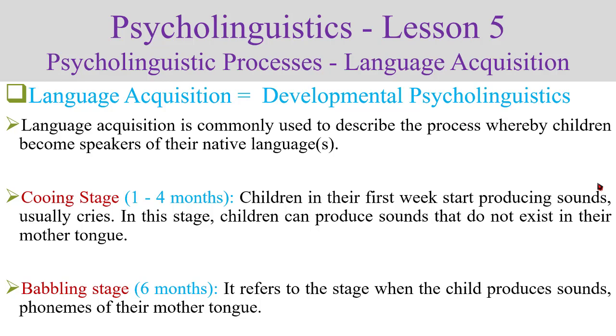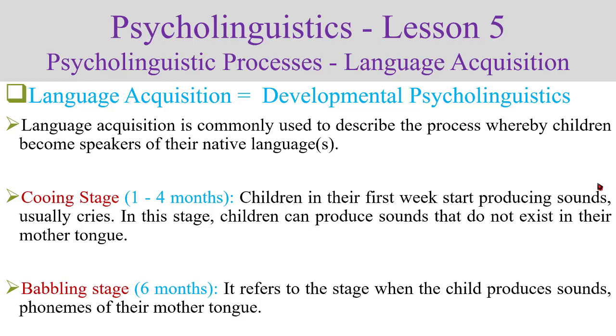Children in their first week, first month, start producing sounds, usually cries. In this stage, children can produce sounds that do not exist in their mother tongue. So in this stage, children select sounds and they produce those sounds in the form of cries.